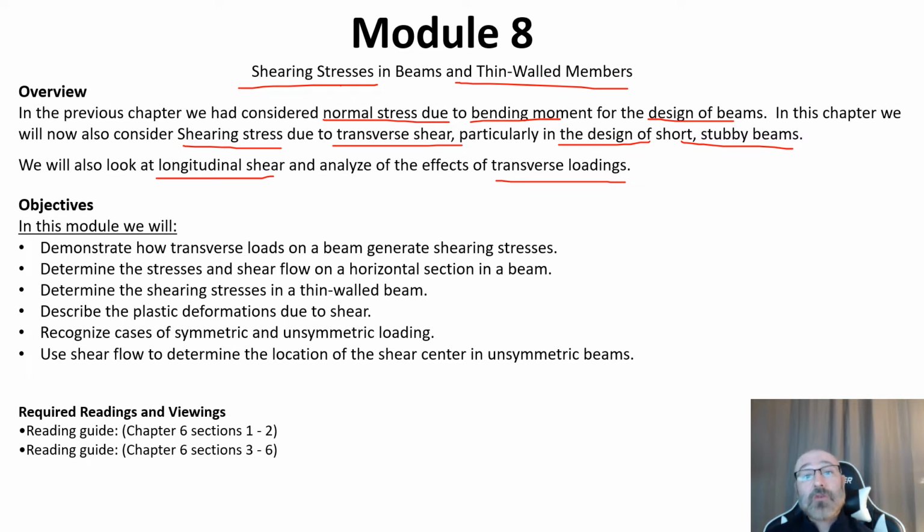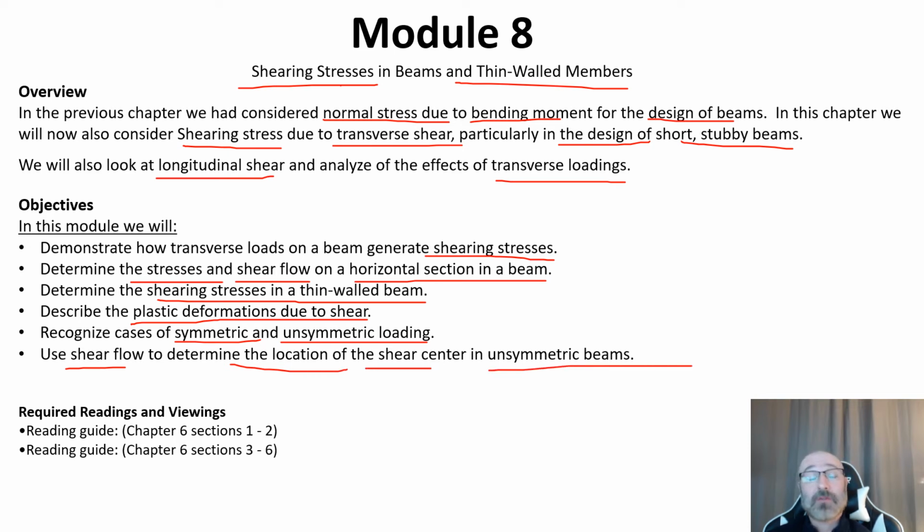So within this module, we have a couple different objectives. We're going to learn how to demonstrate the transverse loads on a beam and generate shearing stresses. We're going to determine the stresses and shear flow on a horizontal section of a beam. Then we're going to talk about determining the shearing stress in a thin-walled beam, moving on to plastic deformations due to shear stress. And then we're going to recognize cases of symmetric and unsymmetric loading. And last, we're going to take a look at shear flow and determine the location of shear center for unsymmetric beams. So again, relating back to your textbook, this is Chapter 6.